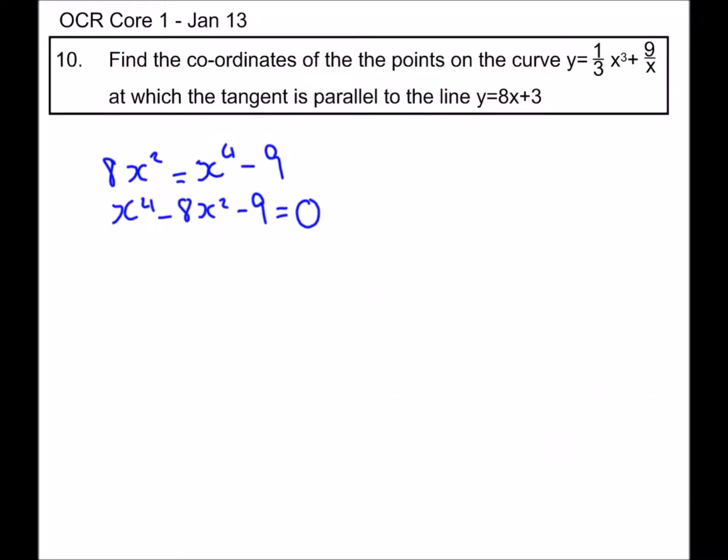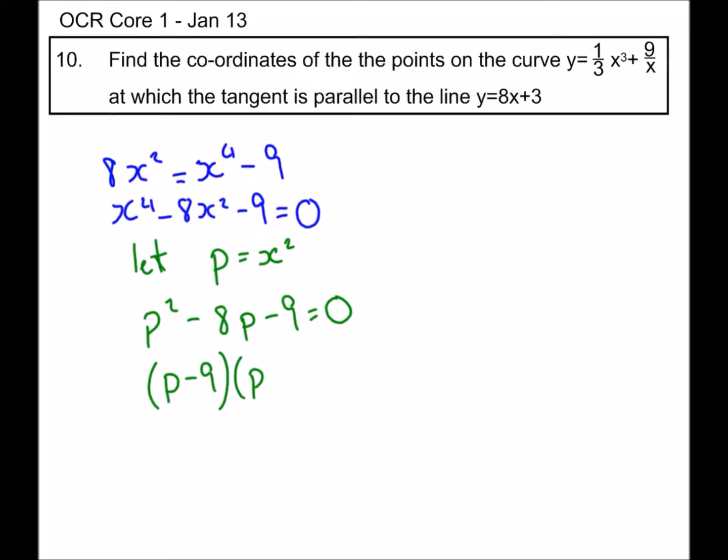So from here, we can make a substitution. I'm going to pick p equal x squared. No real reason for picking p, I just felt like it. So we can rewrite our quadratic now as p squared minus 8p minus 9 equals 0. This factorizes nicely. It factorizes to give p minus 9 and p plus 1 equals 0. And so p equals 9 or p equals minus 1.